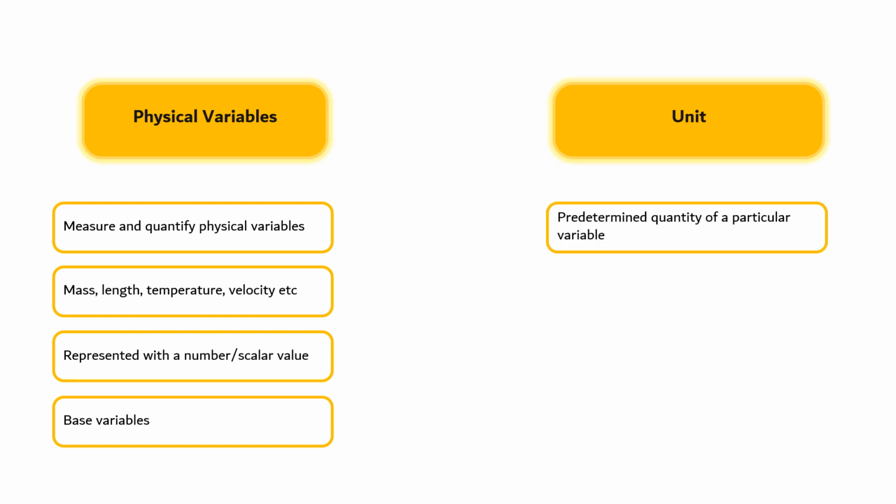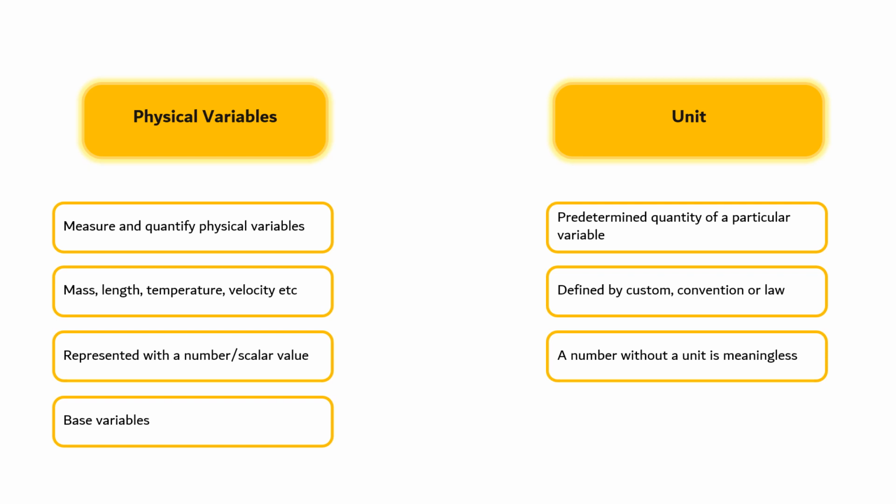A unit is a predetermined quantity of a particular variable that is defined by custom, convention, or law. A number without units is meaningless. A mistake that beginning engineers often make is to write variables without units. Such a mistake leads to many errors and significant consequences. It is very important to highlight that experienced engineers rarely omit units.